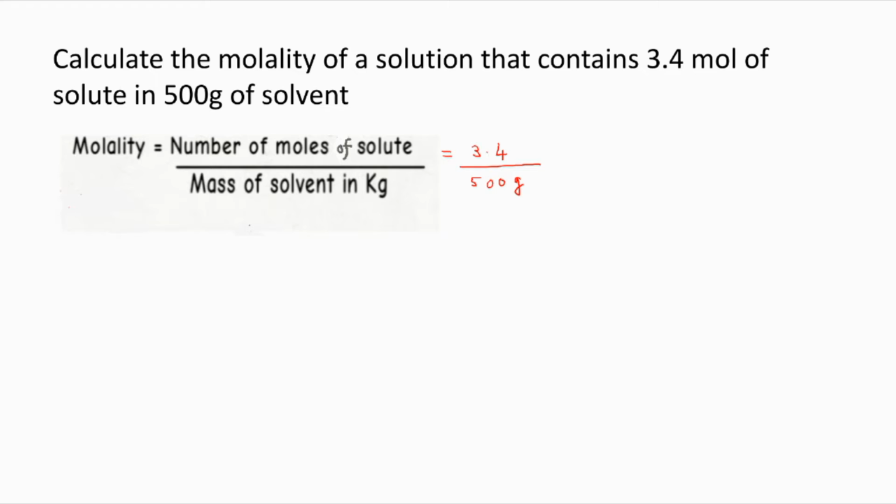But that has to be converted into kilogram. So what we will do? We will divide it by 1000. 1000 gram will be equal to 1 kilogram. Correct, no? So gram cancels and we have now converted that into kg, right? If you are calculating this one, you will be getting the answer as 6.8 molal. That will be the molality of the given solution. Got it?